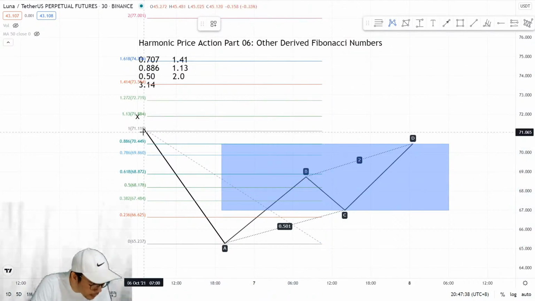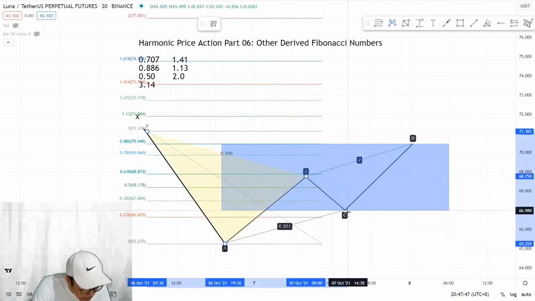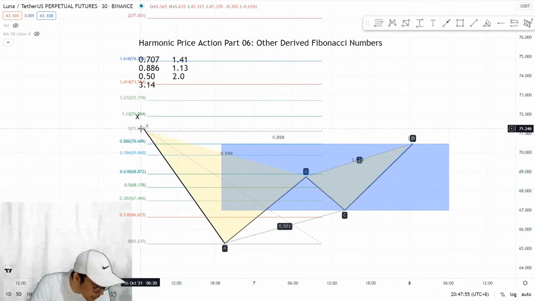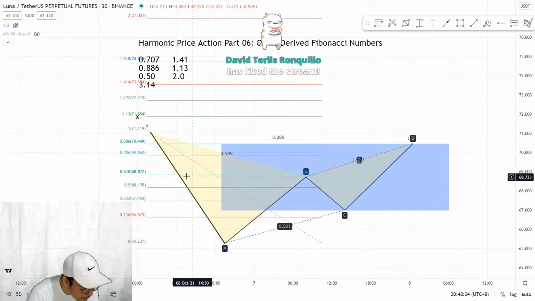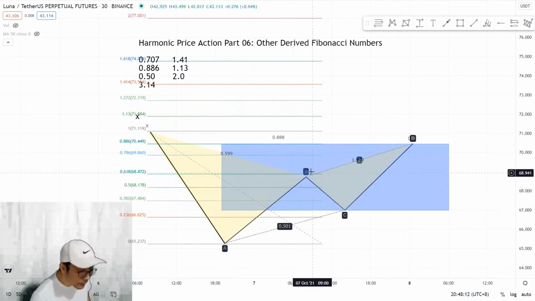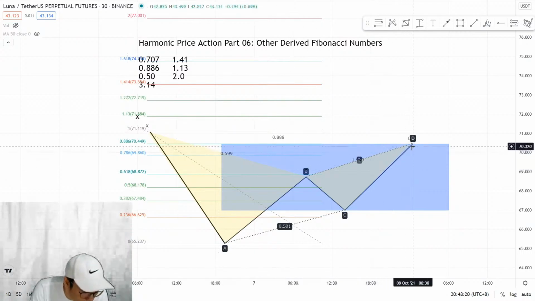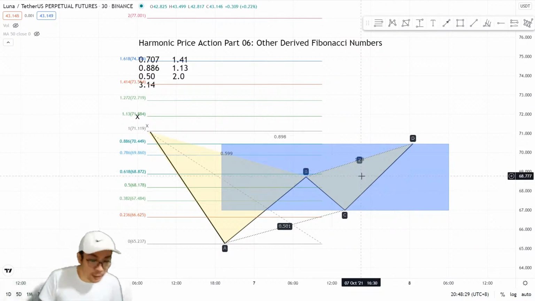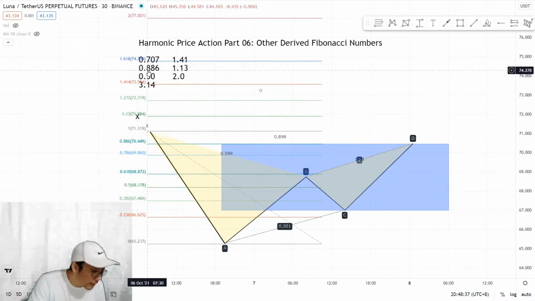Because if we're going to interconnect them, this has to be a little bit shorter. X, A, B, C, and D. And of course, as I mentioned, this has to be a little bit shorter. It has to start at around this level. So as you can see, we have less than 0.618. The requirement for the bat pattern is between 0.382 to not more than 0.618. So this is less than 0.618. The completion should be around 0.886. So it is completed here at 0.886. So we have here now the completion of a bat pattern. And with this one, we were able to use this as an example, the 0.886, right?